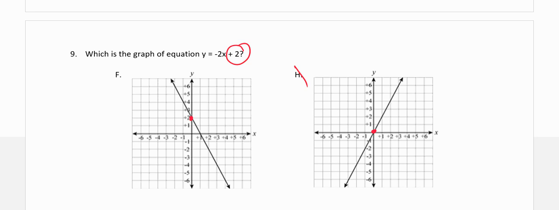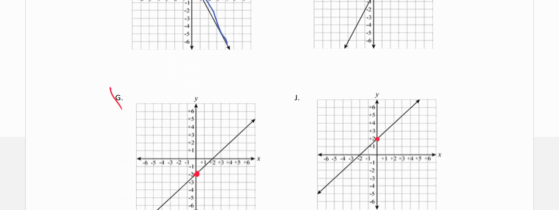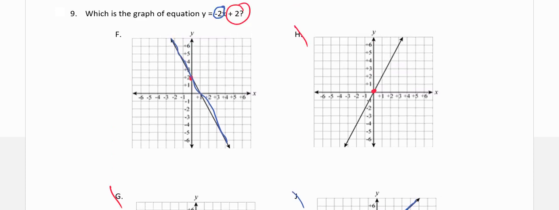But then I also know that the slope is negative 2. So it's a negative slope. So if I look at my line and I drag my pencil from left to right, my line should be falling. So if I look at F, my line is falling. But if I look at J, my line is rising. So J can't be my answer. So my answer would be F.